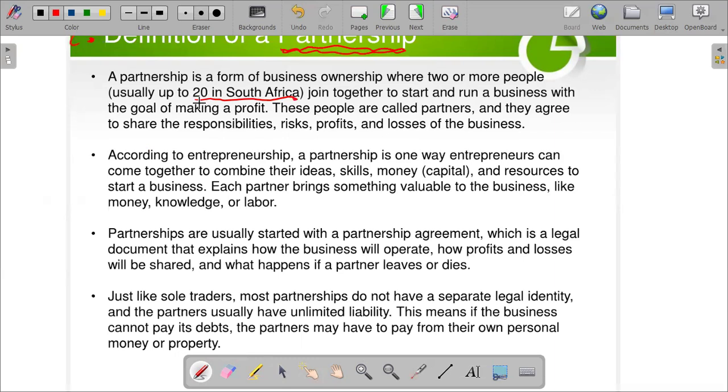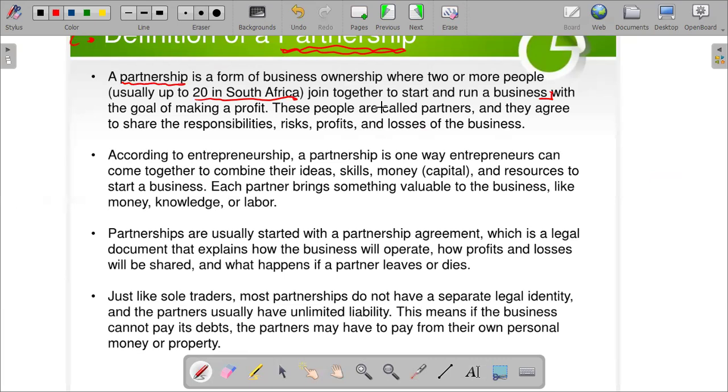So in South Africa, you can have up to 20 people in a what? In a partnership. So a partnership is a form of business ownership where two or more people join together to start and run a business. With a sole trader, it's one person. Here it's two or more people to start and run.